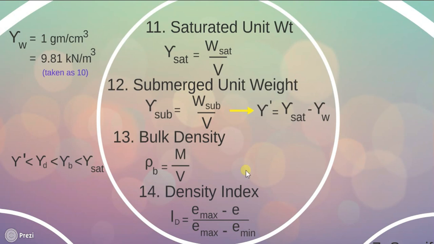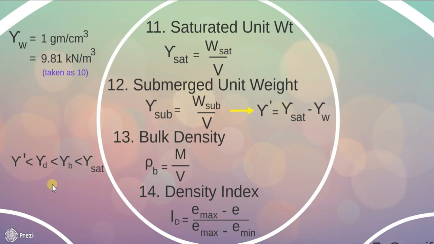So density index is used at many places as it represents looseness or denseness of the soil. Here, when the natural state of the cohesionless soil is in the loosest form, the natural void ratio E will be same as E maximum. So ID will be 0. And when the natural state of cohesionless soil is in the densest form, the natural void ratio E will be same as E minimum. So value of ID will be 1 then.